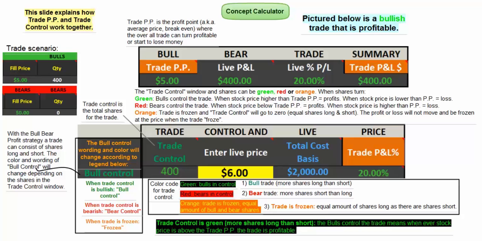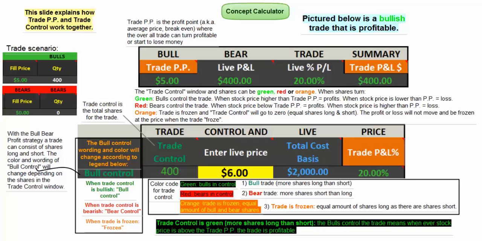Hello and welcome to this tutorial that explains the relationship between trade profit point and the trade control window. As you can see, there's an awful lot of colors and different sets of information, so what I want to do is make it as simple as possible.